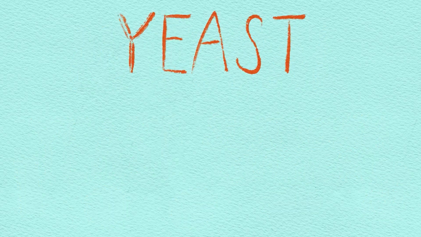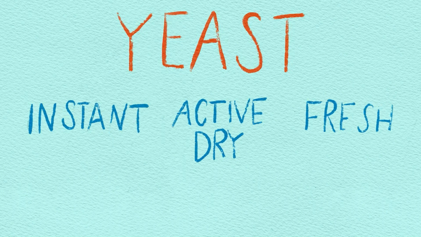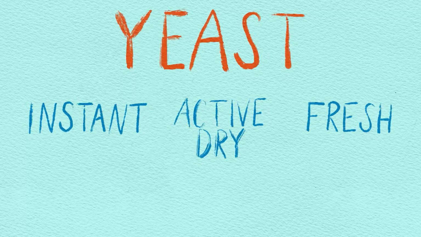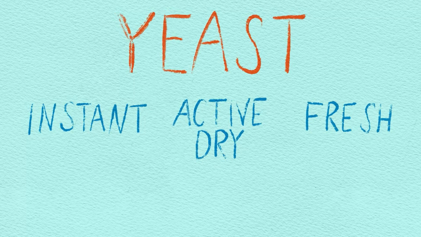When we talk about yeast in baking, what we're referring to is a product that's naturally derived but is made in a factory. The final product is something we can take straight from the grocery store to use in our baking. There are three main types of commercially produced yeast: instant, which is sometimes called rapid rise or bread machine yeast, active dry, and fresh.